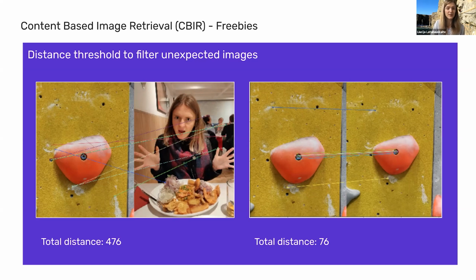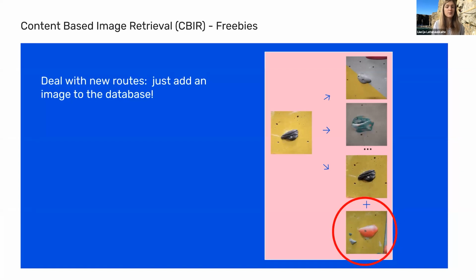The second problem it deals nicely with is dealing with new classes. It's the same algorithm. I don't need to retrain anything. All I need to do is add a picture of that new hold into the database. And from that point onwards, any new picture will be compared against it with the exact same algorithm. And it still works quite well. So no expensive GPU instances to continuously retrain models needed. You get it for free.